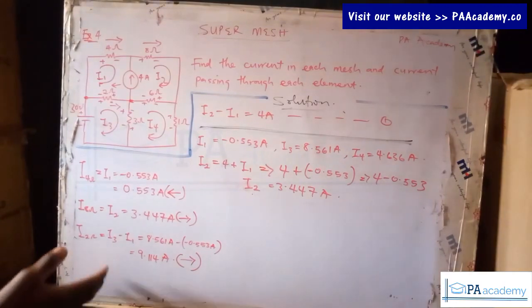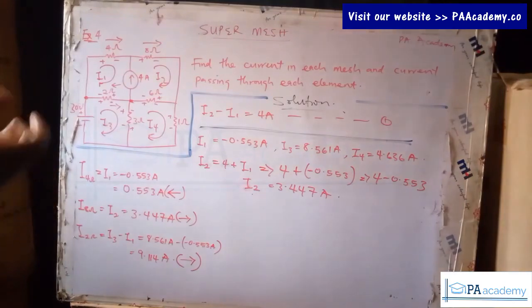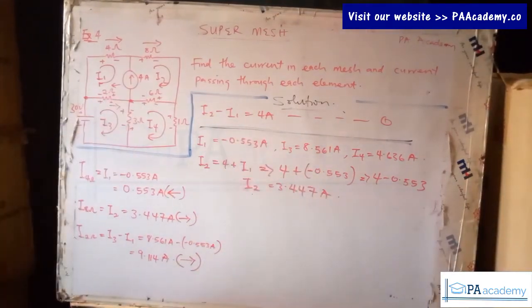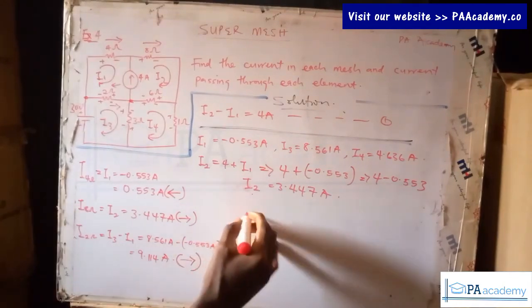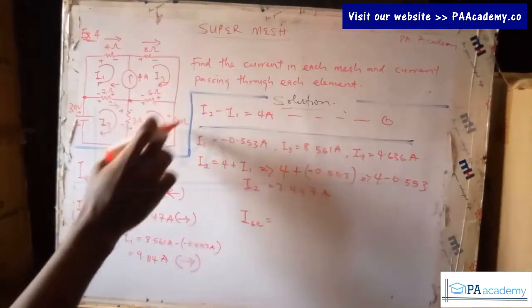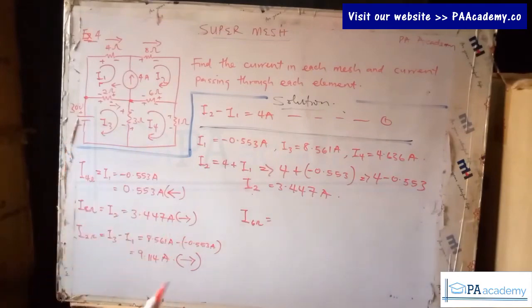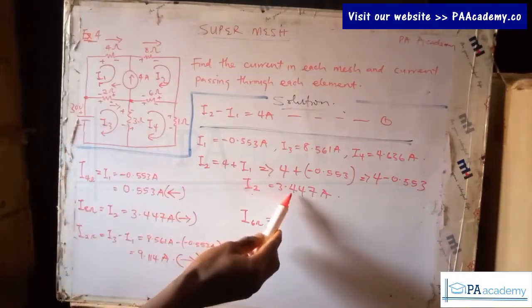Most times when you solve these things and you add your direction, it just lets whoever is going through it know that you really understand what you are doing. So let's do that for the 6 ohm resistor, the current through the 6 ohm resistor. There are also 2 currents flowing through it: I2 and I4. So let's look at I2 and I4.